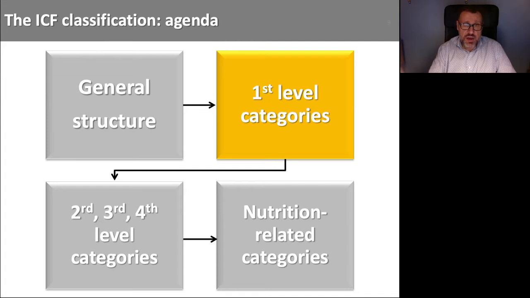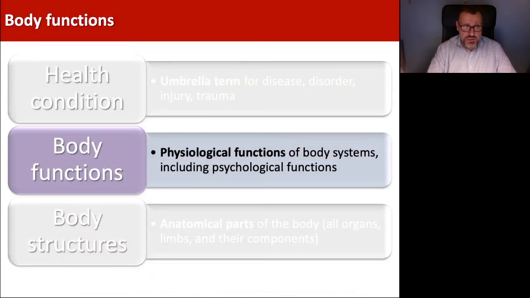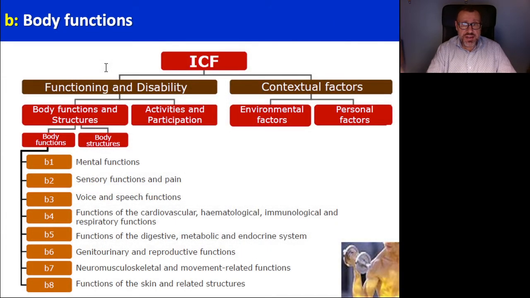So let's now have a look in detail at the first level categories, which are basically the main structure, the main skeleton of the classification. So let's start with body functions. Body functions, you may remember, are the physiological functions of body systems, including psychological functions. Within the ICF, they are identified by the alphanumeric code B, by the letter B, which stands for body. So we got basically 8 main chapters, named from B1 to B8.